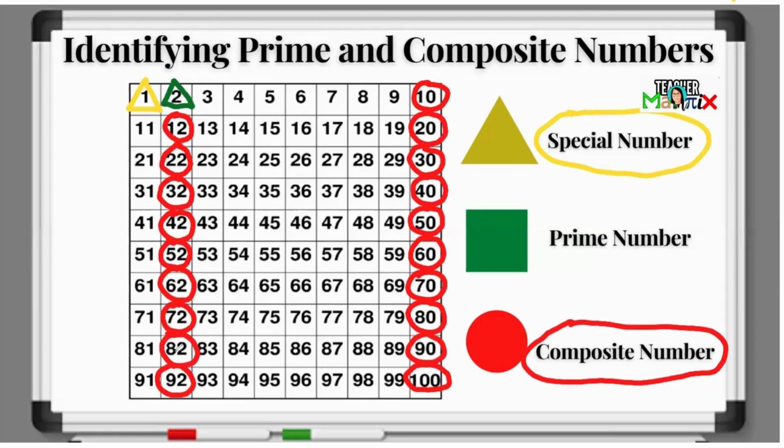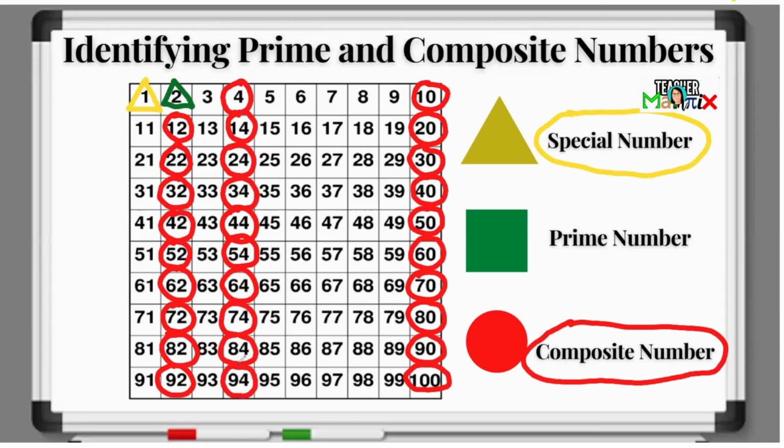Now, let's encircle 4 because it's a composite number. Then let's look for another double-digit number that has 4 in one's place. So we have 14, 24, 34, 44, 54, 64, 74, 84, 94.